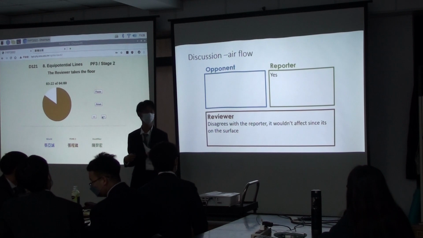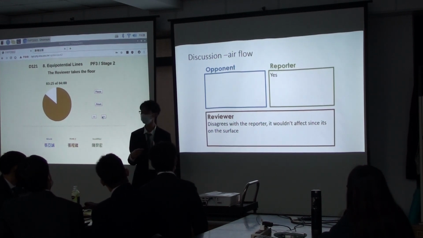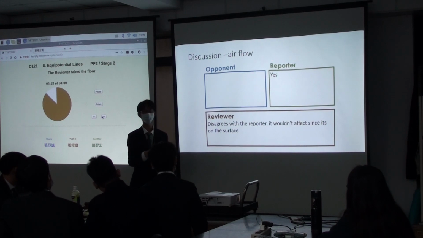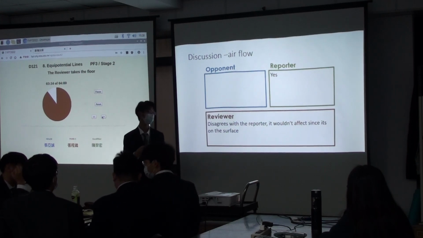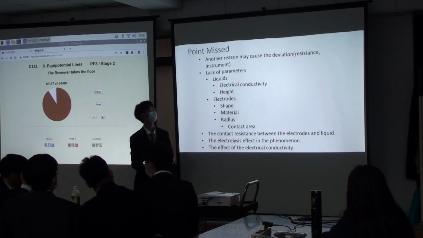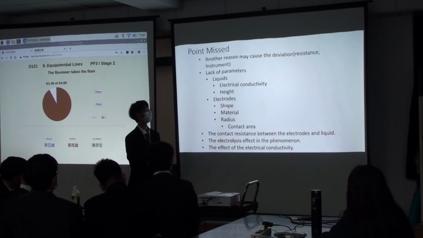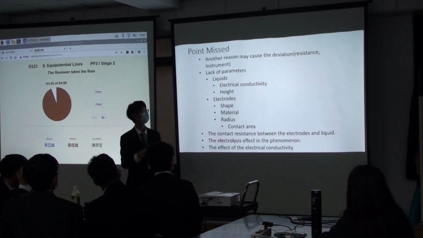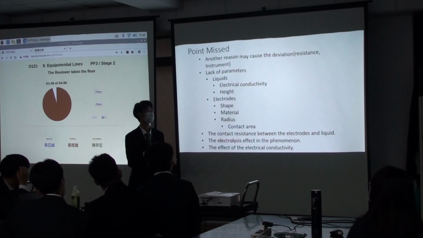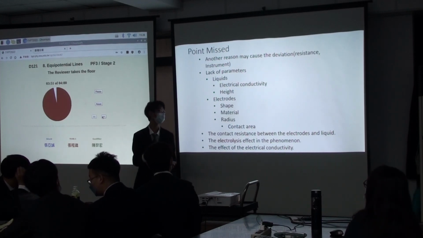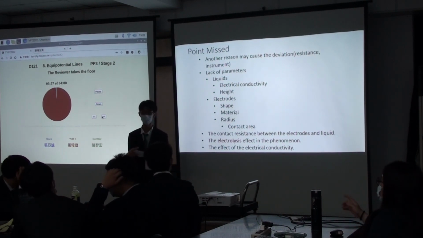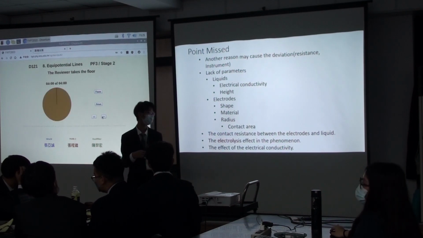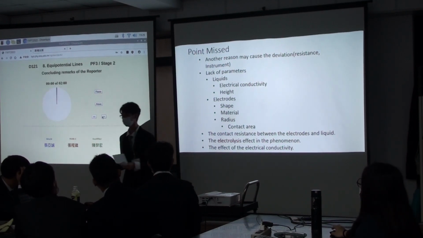And also, I asked the reporter about the airflow that will affect the experiment, and the reporter said yes, but I think the airflow is on the surface of the water, so it will not affect the experiment result. And this is the point based on the opponent and the reporter. First, he showed another reason that may cause the deviation, and the lack of parameters like the height and the different electrical conductivity, and the shape of the electrode and the material and the radius that will affect the experiment result. Thank you.